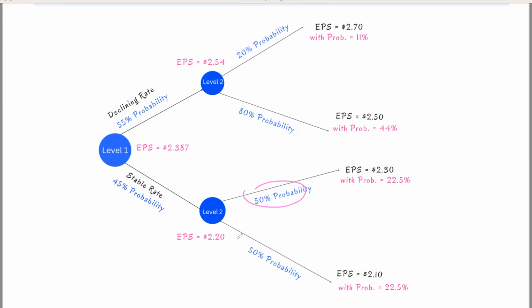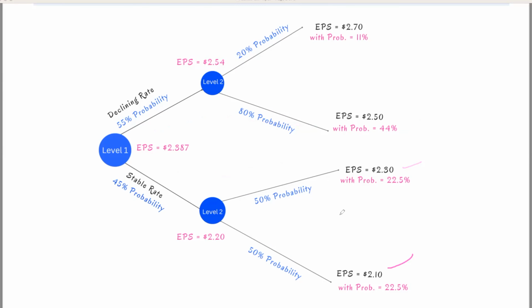The next step involves calculating the combined probabilities for each potential final outcome. To achieve this, we multiply the probabilities along the branches, each path leading to that outcome. In the case of EPS equaling $2.70, we multiply the probability of declining interest rates by the probability of EPS reaching $2.70 under declining rates, resulting in a combined probability of 11%. Similarly, we will calculate all of these probabilities using the same method.